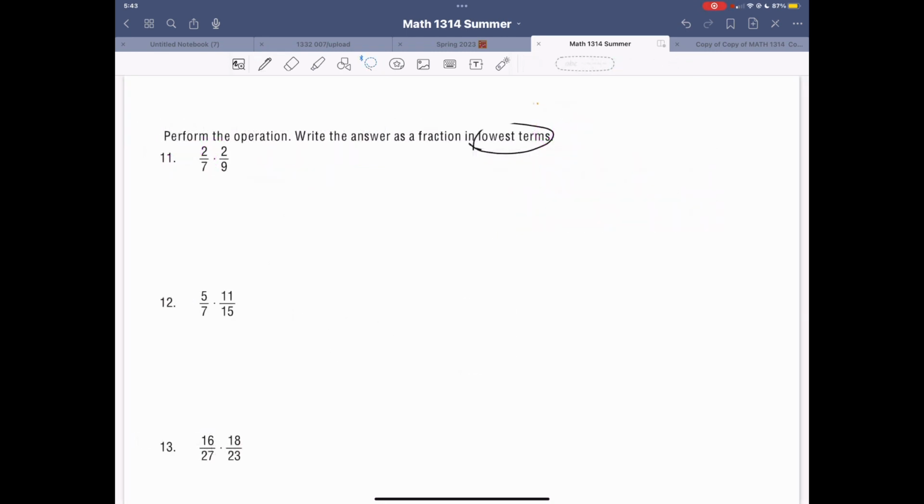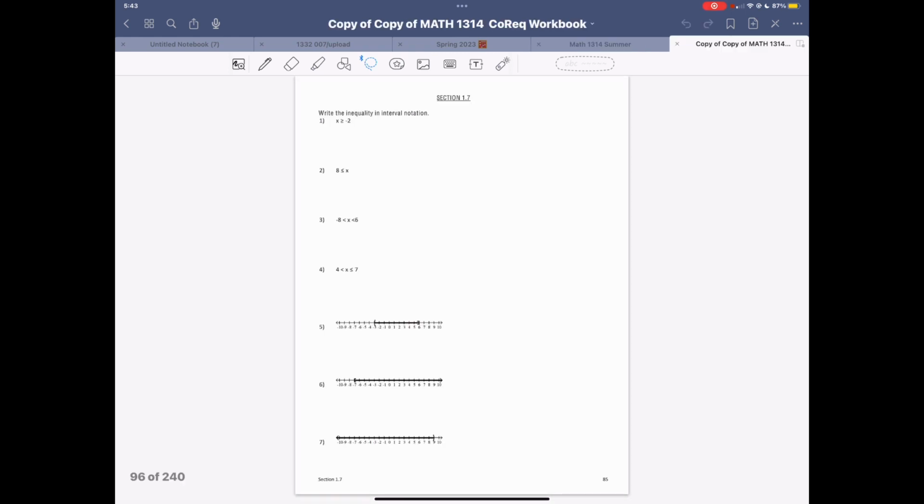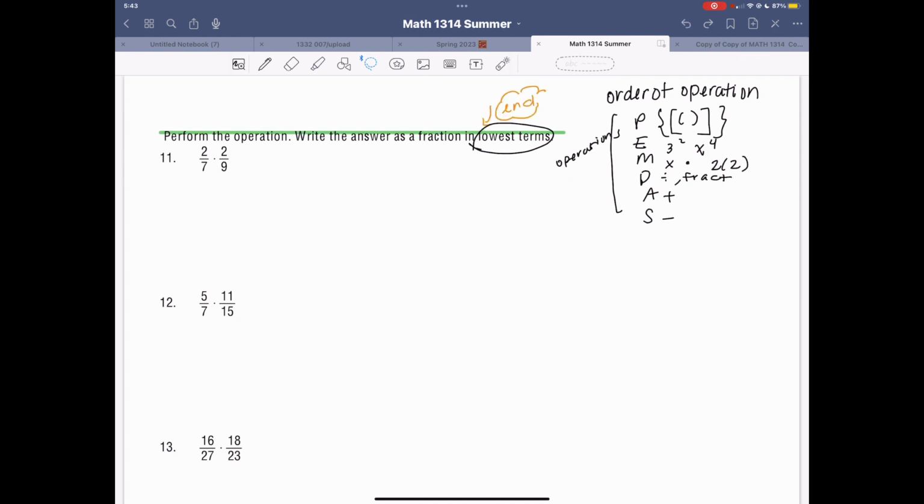At number 11, it says perform the operation and write the answer as a fraction in lowest terms. Operation refers to the order of operations, which is parentheses, exponents, multiply, divide, add, subtract. These little dots mean multiply. The way you multiply fractions is you multiply straight across: numerator times numerator, denominator times denominator. Sorry about that. So let's go ahead and get this. You're going to do lowest terms at the end. So when multiplying, we say 2 times 2, 7 times 9. We set that up, and then we get 4 over 63, and then make sure it's in lowest terms, and that's correct.